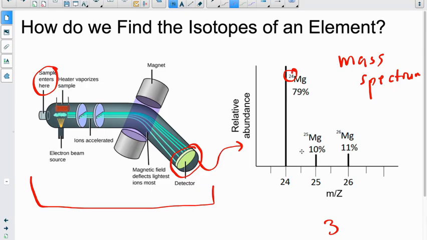How did I come up with the masses? You will see that those masses are determined from the numbers on the x-axis. This is known as mass to charge ratio. You don't have to worry about that. You can just think of these as mass. The height of the peak tells you the abundance. I can tell here that magnesium 24 is the most abundant of all of them.